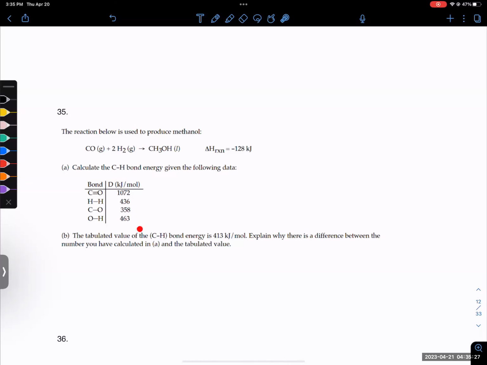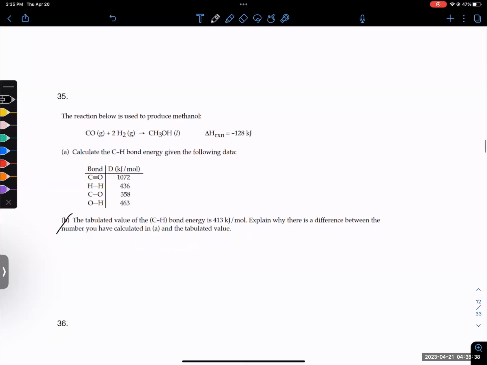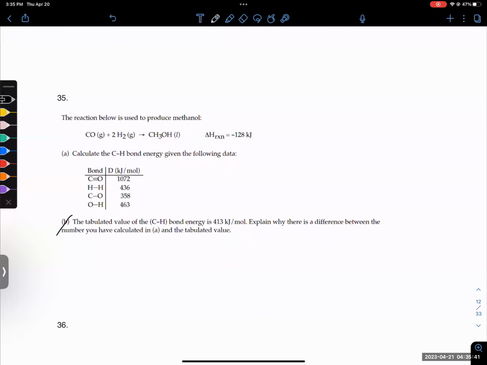We're not going to worry about this one here. That's a deeper conceptual question, so don't worry about answering question B. But let's go ahead and do this one. Calculate the CH bond energy given the following data.